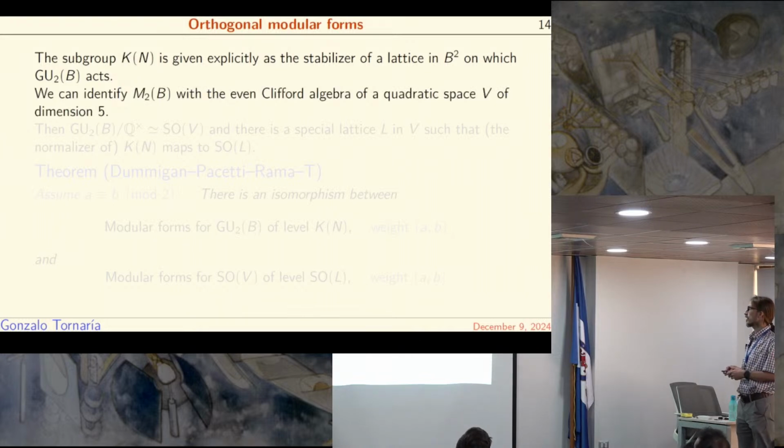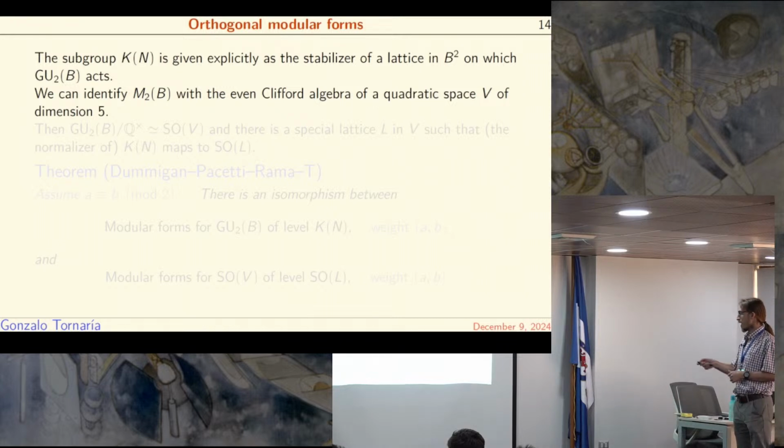It's similar. And you can go backwards if you start with M2(B). M2(B) is really the even Clifford algebra of some quadratic space of dimension 5. So this can go back and forth. It's a bit more complicated. It's not just taking trace zero elements or something, but it's something that you can do.